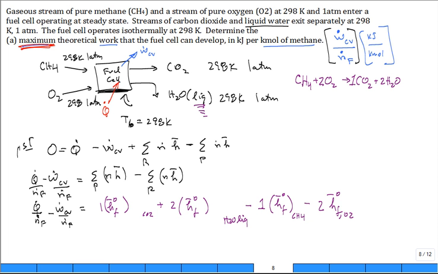I go to the second law of thermodynamics. For a reacting system, ooh, this is going to hurt, right? But it's steady state. And what do we have as an N? Q dot divided by TB.